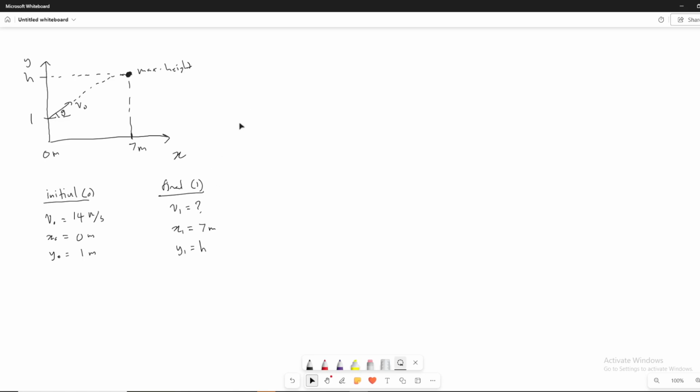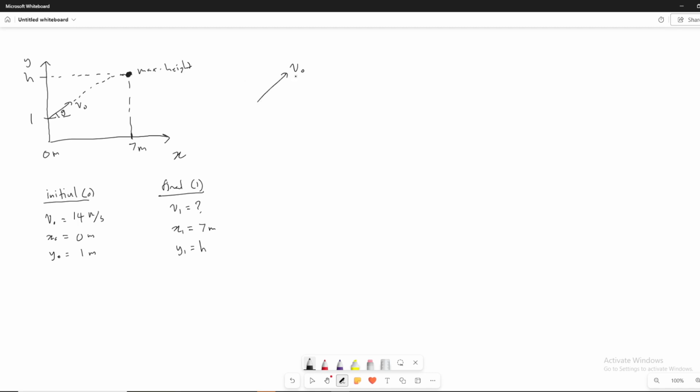Okay, so for this question, we have all this information, and then we don't know what the angle theta is. Also, we have the maximum height h. So let's first analyze this and find the x and y components of V naught.